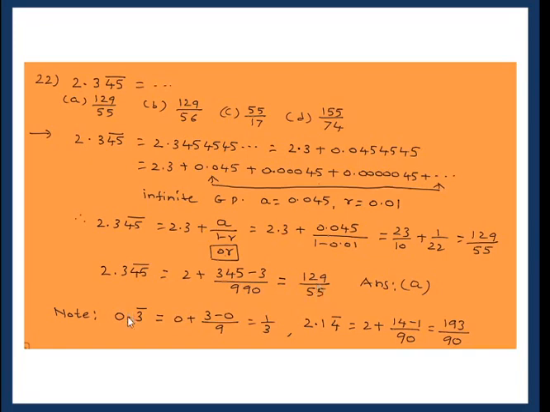I'll take two more. What is 0.3 bar? Integral part is 0 plus 3 minus 0. Why? Because no digit before the digit which is repeated, upon 9. So finally it is 1 upon 3. 2.14 bar is what? 2 plus 14 minus 1, because 1 is the digit before 4, 1 is not repeated, upon 90. Simplify to get this. So either you have to write 90 or 990 and so on in the denominator.